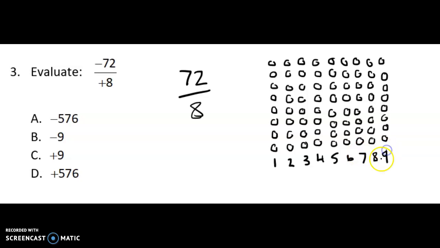8, 9 groups. Now remember, I've got a negative divided by a positive. That means my answer is going to be negative, and I was able to obtain 9 groups here. So my answer would be negative 9.